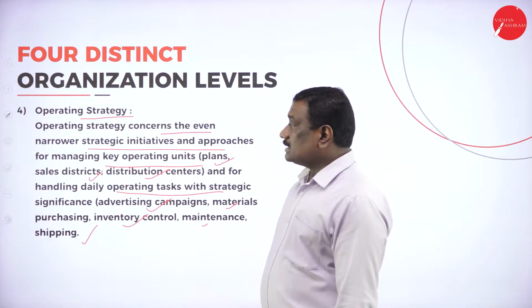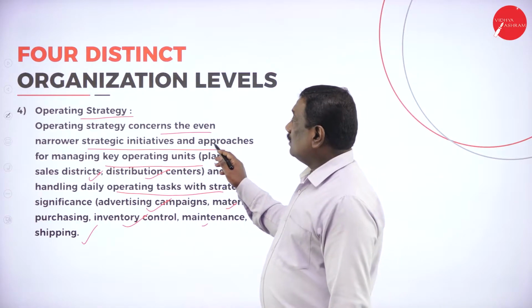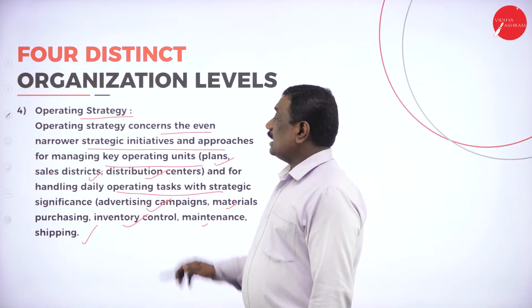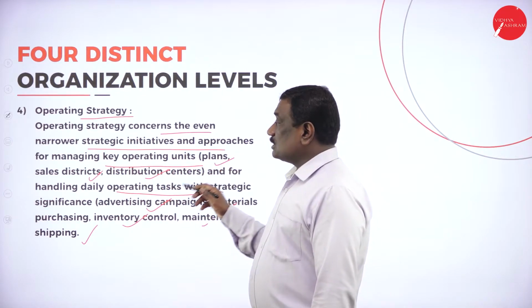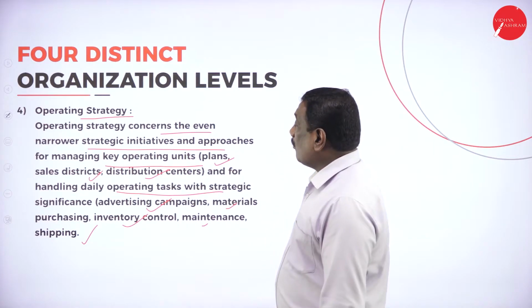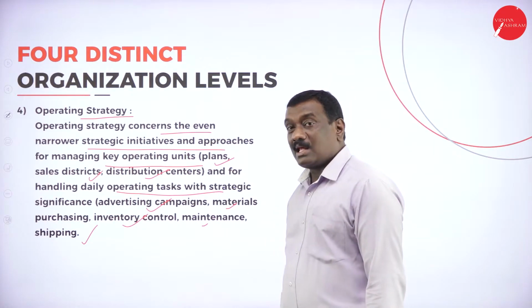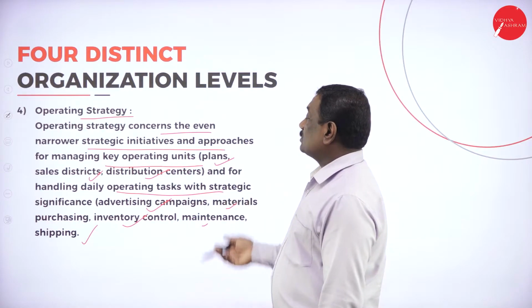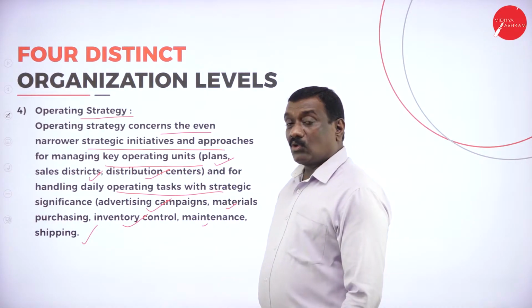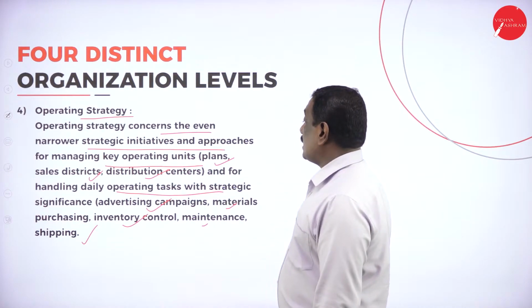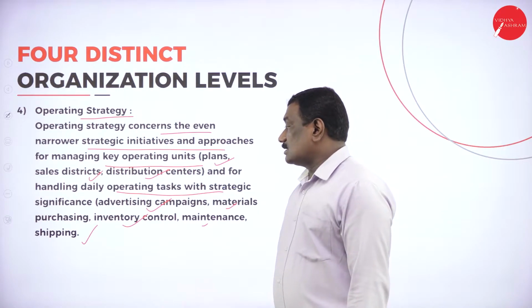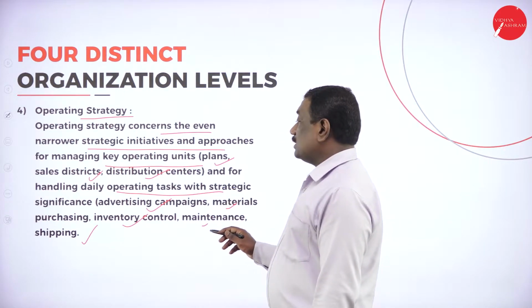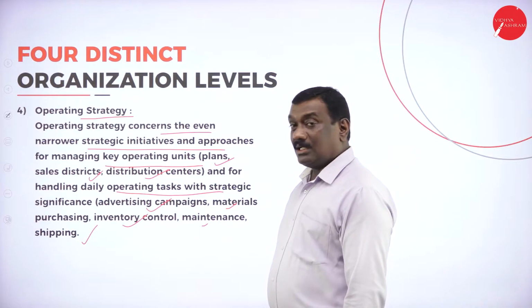So operating strategy is concerned with even narrower strategic initiatives and approaches for managing the key operating units such as plants, sales districts, distribution centers, etc., and also for handling the daily operating tasks with strategic significance, such as advertising, campaigning, material purchase, inventory control, maintenance, shipping, etc.